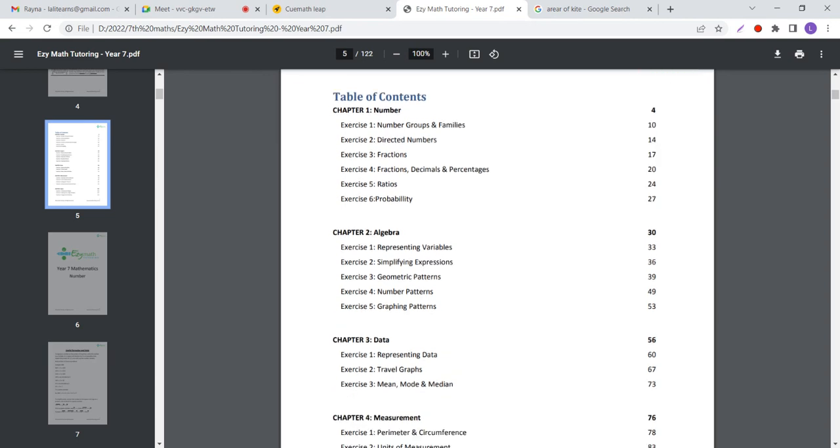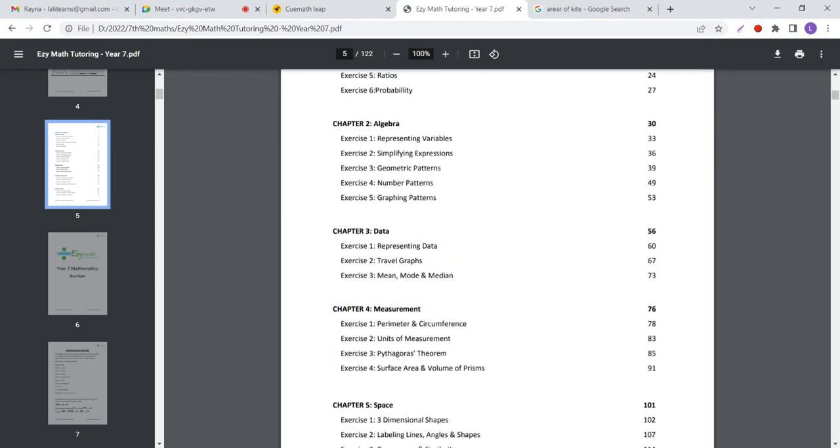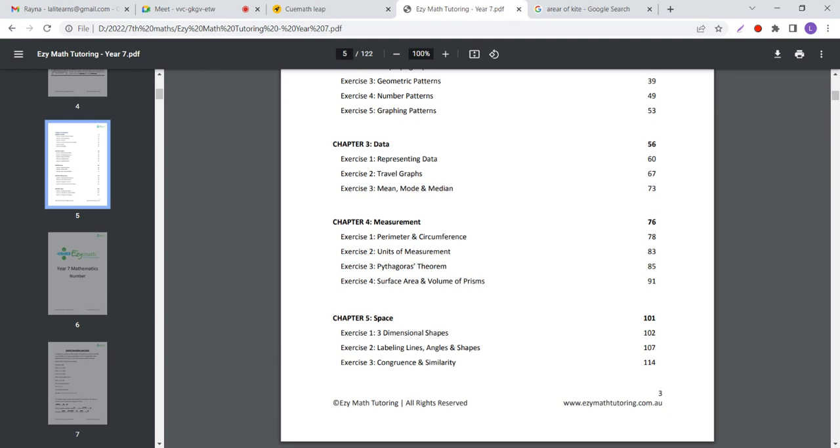See, there are topics: numbers, algebra, data, measurement, and space. Measurement includes perimeter and circumference. We covered perimeter and circumference, units of measurement. Then there's Pythagoras theorem, surface area and volume. Okay, so let's go for Pythagoras, I think.